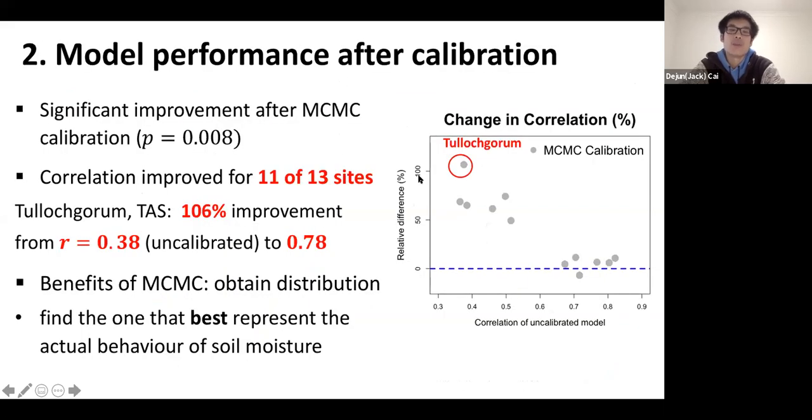Next, the model performance shows significant improvement after such MCMC calibration. The correlation with the ground data is improved for 11 of the 13 sites. In particular, for Talagran in Tasmania, the MCMC calibration improves the correlation by 106% from 0.38 to 0.78, which is quite dramatic. This result highlights the benefits of MCMC to get the distribution of the parameters and then pick the one that can best represent the actual behavior of the soil moisture.